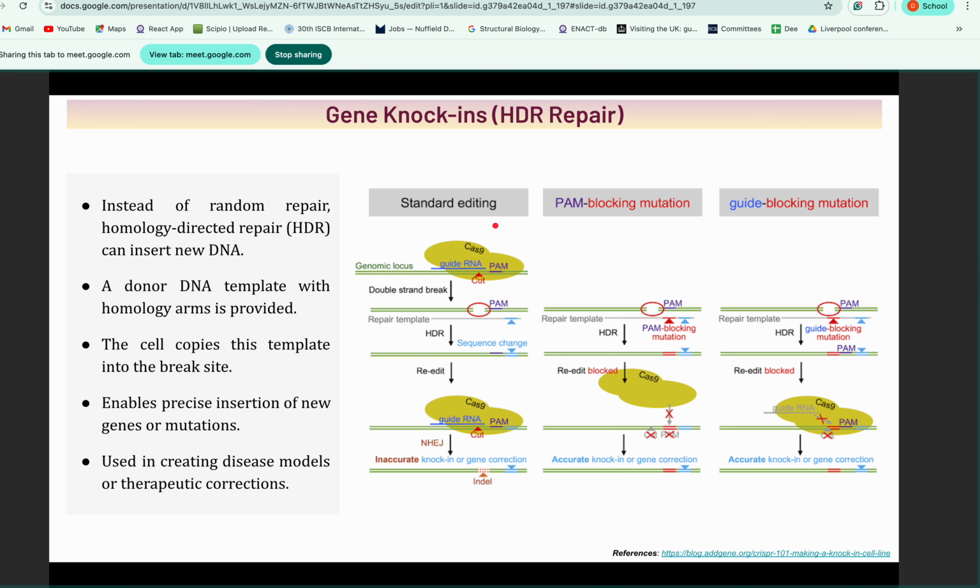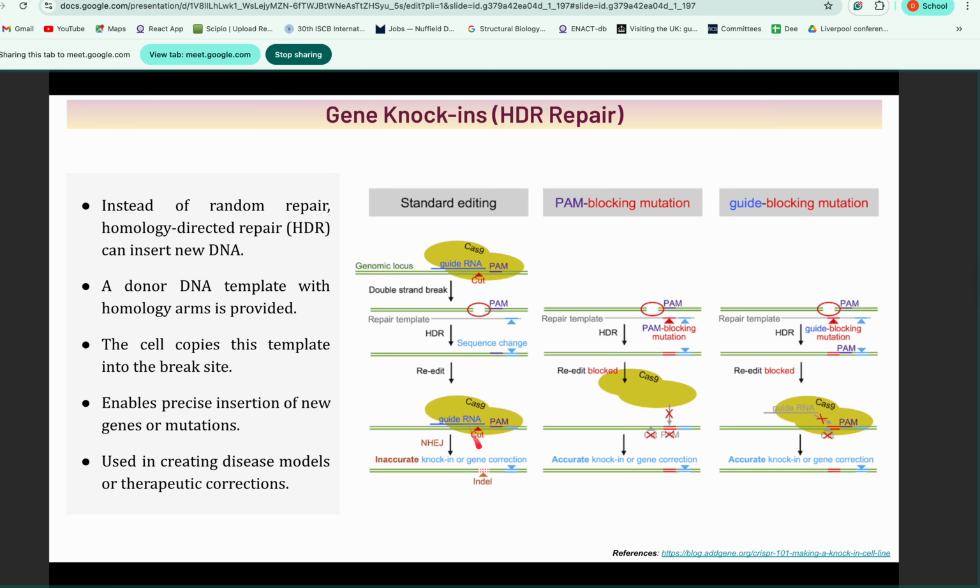So similarly, in this case, they are showing the standard editing. Here they are showing that the PAM is blocking the mutation, and in this case, the guide is blocking the mutation. So this is my CRISPR-Cas system. They will cut here near the PAM site. This is the double strand break which will be observed. Now repair will take place, but for homology directed repair, I need a repair template, and there should be some sequence which will get exchanged with the double stranded break region. Now the sequence has been incorporated along with the sequence change which I mentioned.